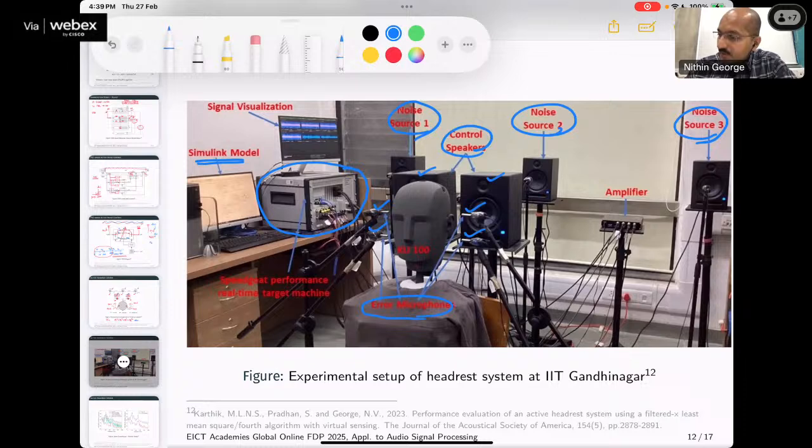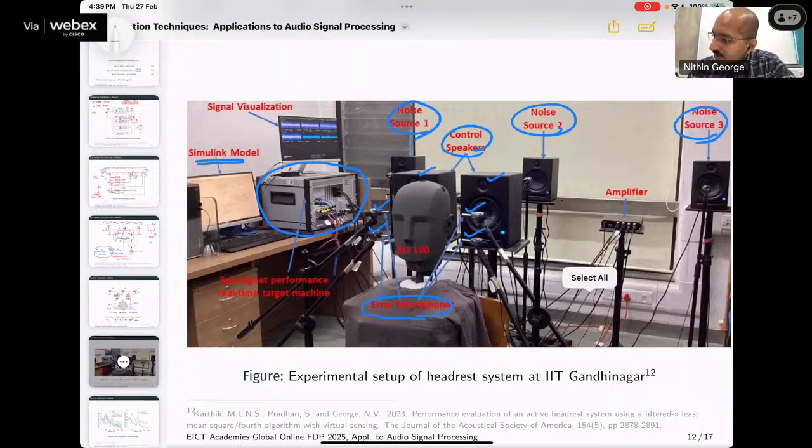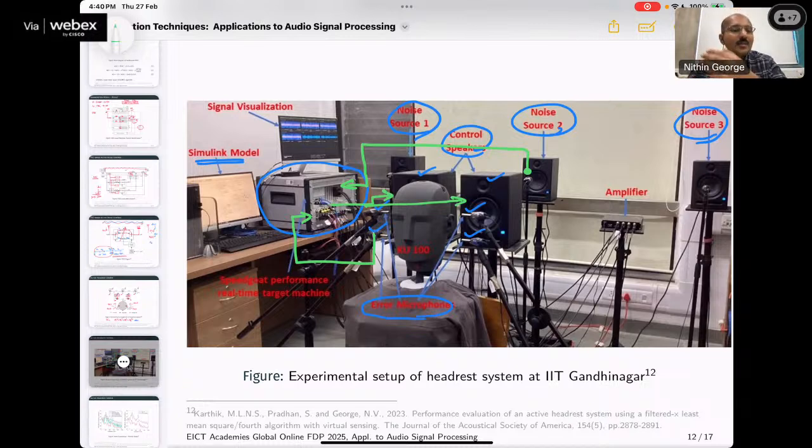The signals which are near the noise source should be picked up and given to this processor. The processor should calculate the anti-noise based on this error signal. So this error signal also should be given to the processor, correct? Based on these two inputs, the input reference signal and the error signal, this processor should calculate an output which is given to the loudspeakers, such that the noise level is reduced.